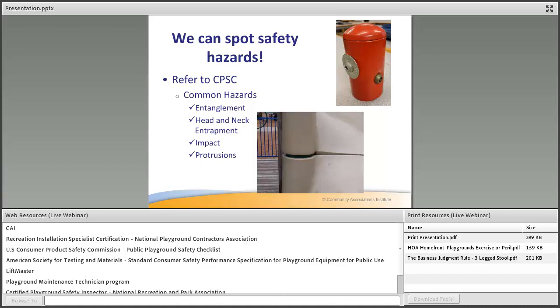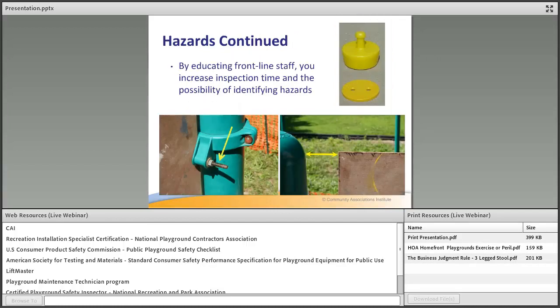Gaps, head and neck entrapments. Gaps that are considered head entrapments on rigid equipment measure more than 3.5 inches and less than 9 inches. So if I go on the slide here, I'm talking about the yellow arrows between the piece of wood and the plate equipment. You do not want those gaps in your equipment to be between the range of 3.5 and 9 inches. That can cause head entrapment and cause serious injury.